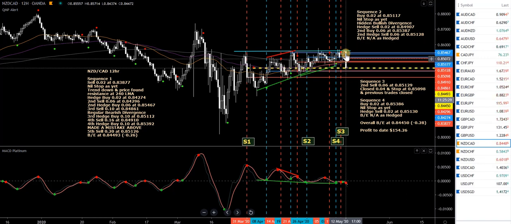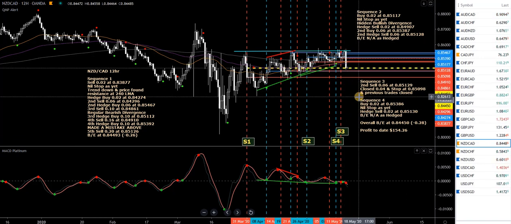That was after the New Zealand interest rate news. So all I've done is close some trades, locked in a little bit more profit, and adjusted my overall break-evens.